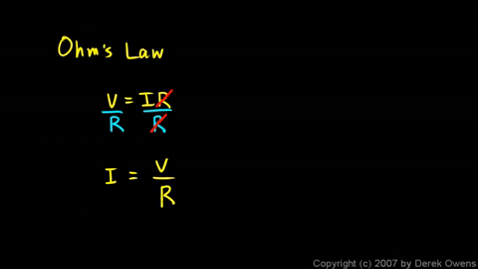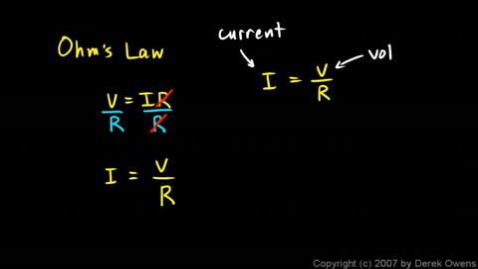The equation makes a lot of sense if you think about it this way. Remember, let me write it over here. I equals V over R, and this is just the original equation, V equals IR, just rearranged algebraically. So I is the current, V is the voltage, and R is the resistance.